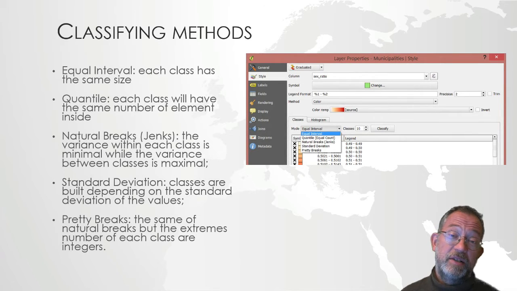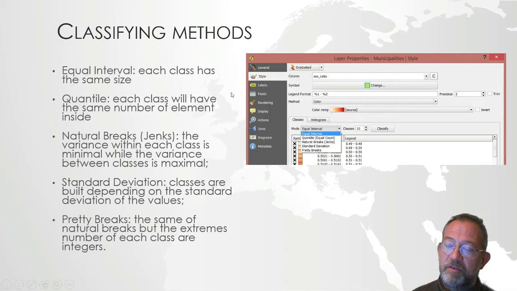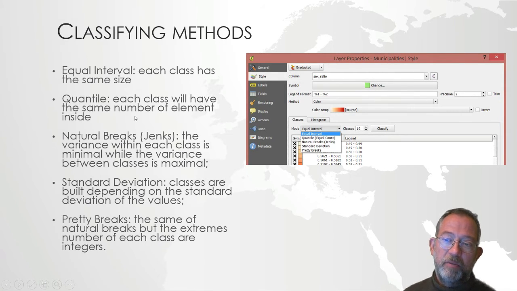We have different ways of automatically creating these intervals. We can go and say equal intervals. What it will do is create a number of classes and distribute them evenly. We have quartiles. Quartiles will have the same number of observations in each of them.